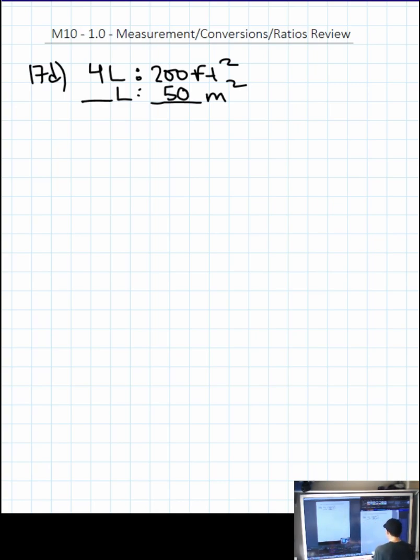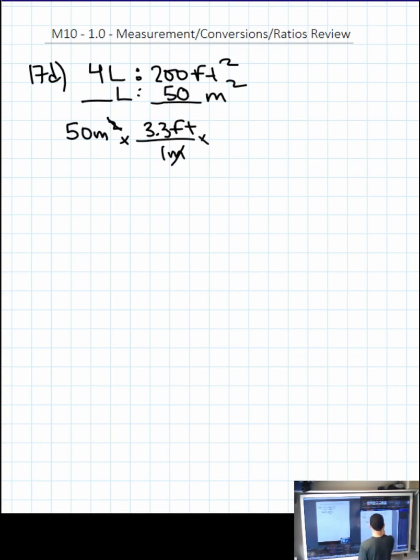So first thing we want to do is we're going to want to convert. Well, we can convert it in so many different ways, but let's go from meters squared to feet squared. So let's take 50 meters squared and multiply it by a conversion factor that's going to allow us to cross off the units we have and get to the units we want: 3.3 feet per 1 meter.